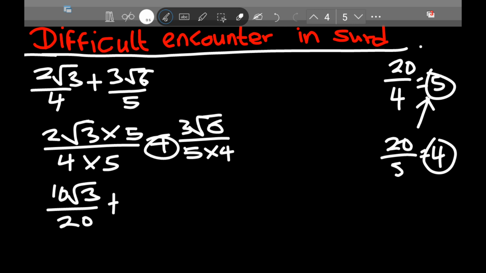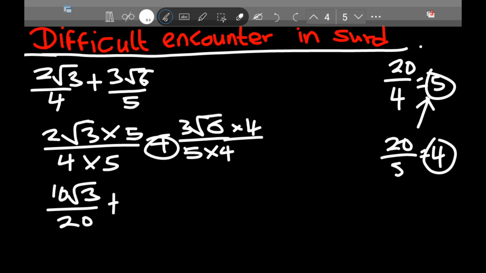Then what we did here was something slightly wrong. We should correct it now. So this one should be times 4. We didn't multiply the 3 root 6 by 4, so that is why I'm doing it here. So plus this plus sign, 3.